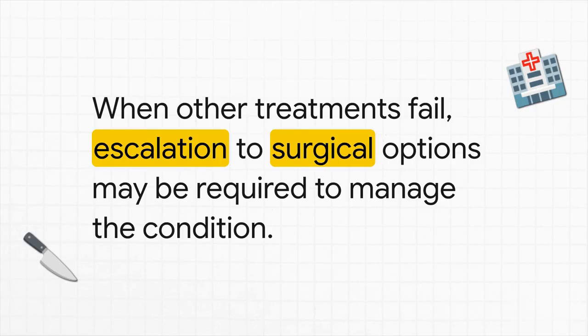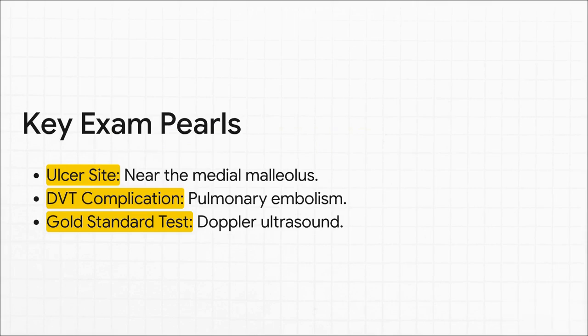Okay, let's boil all of this down to three super high-yield pearls for your exams. If you remember nothing else, remember these. One, the most common spot for a venous ulcer is near the medial malleolus, that bony bump on the inside of your ankle. Two, the most dangerous complication of a DVT is a pulmonary embolism. It's a killer. And three, your gold standard go-to test for figuring all this out is the Doppler ultrasound.